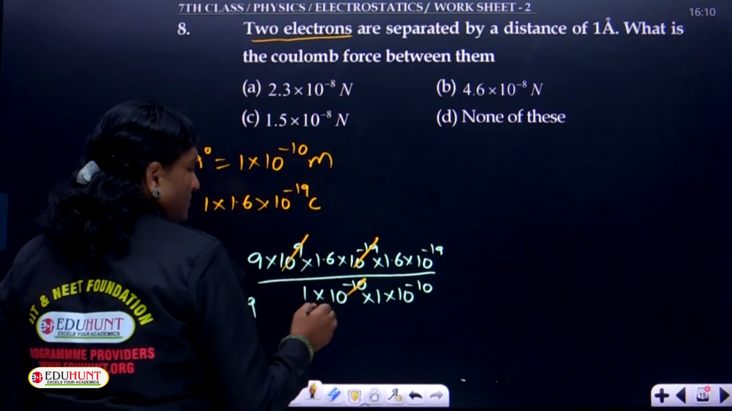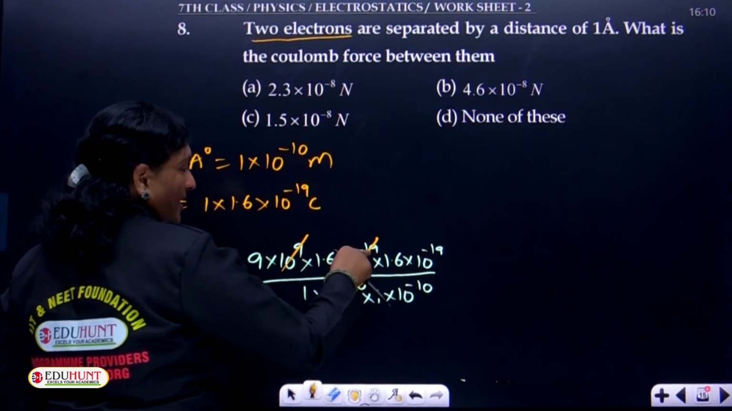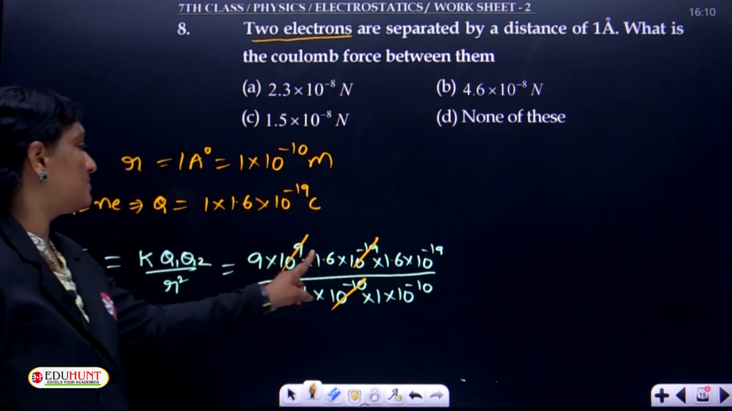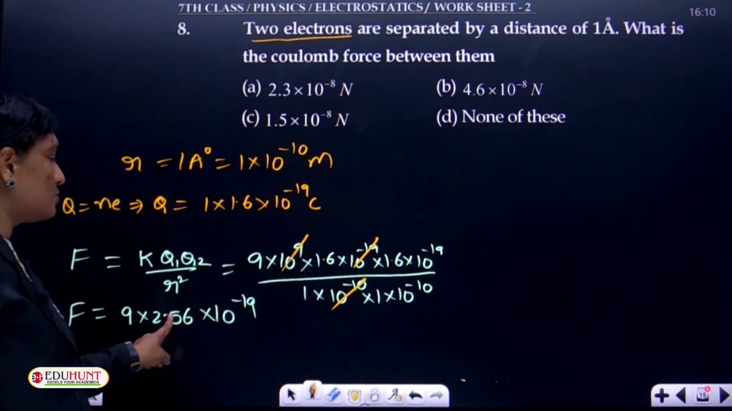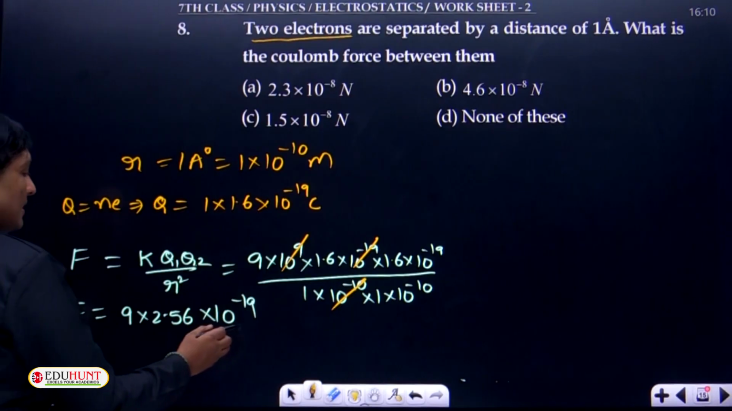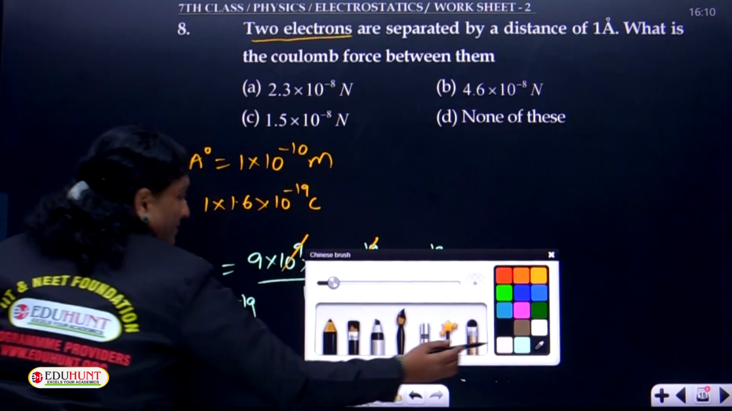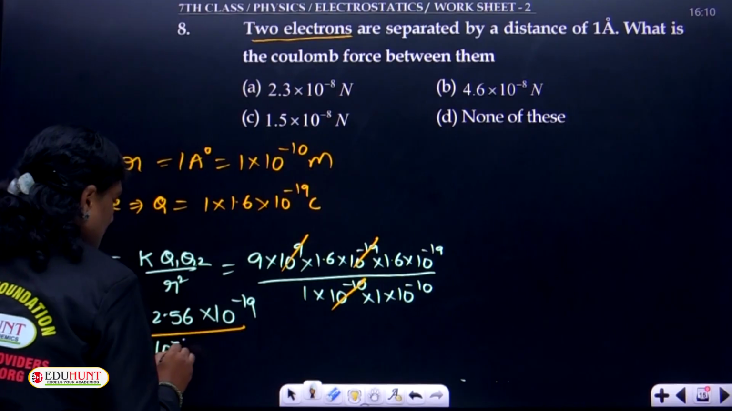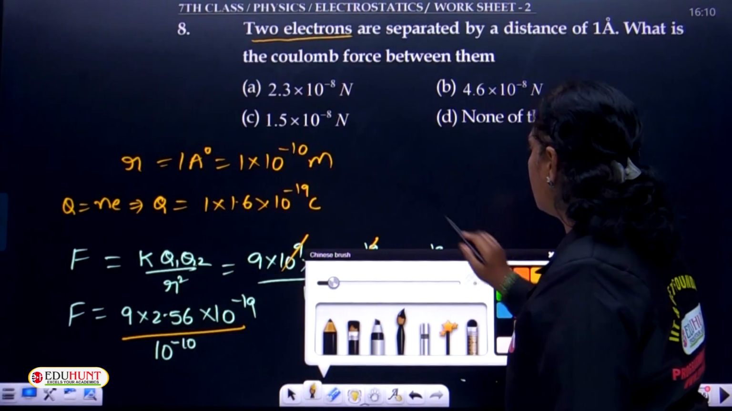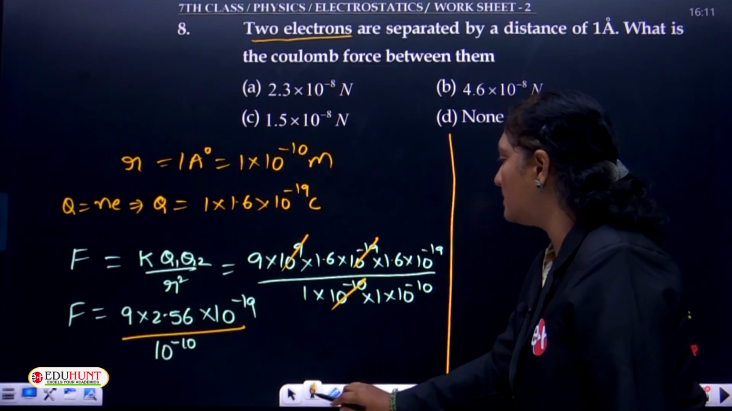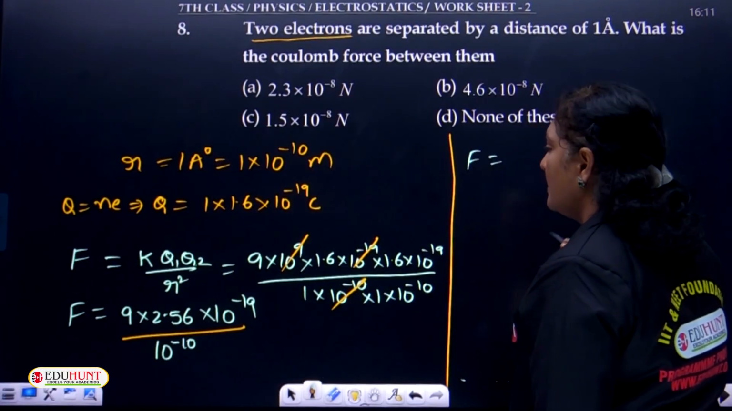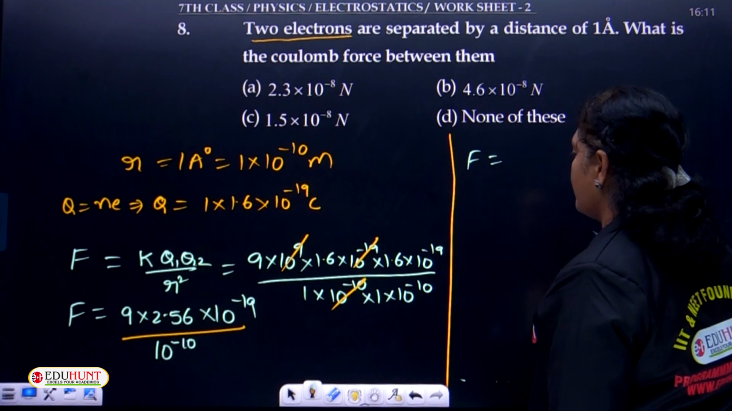So, this totally cancels. 9 and minus 19 is minus 10, and here also minus 10, so overall it gets cancelled. You are left with 9 times 1.6 into 1.6, which is 2.56. Above you have 10 power minus 19 and below you have 10 power minus 10. So, simplifying further, how much are we getting, children? Just simplify these to get the proper answer. We have finally the value of F as 9 multiplied by 2.56.